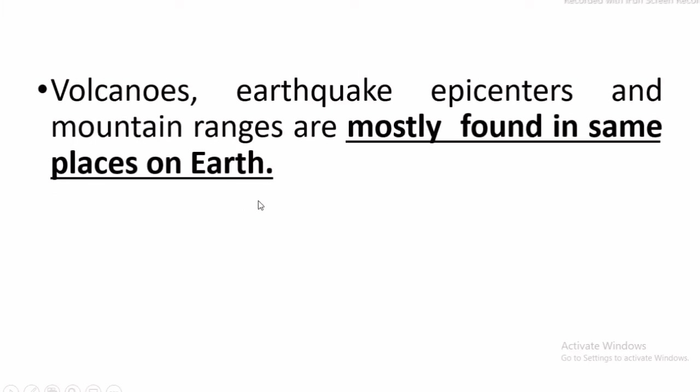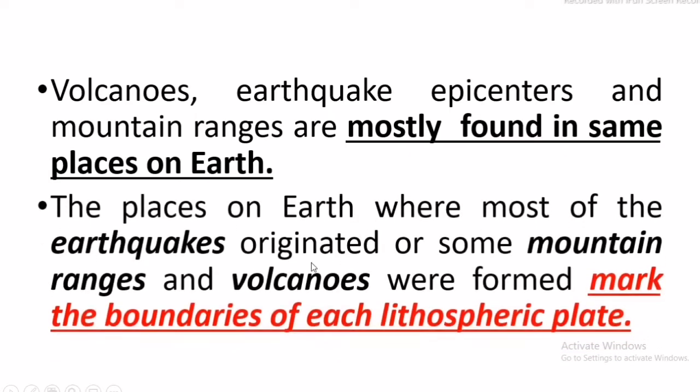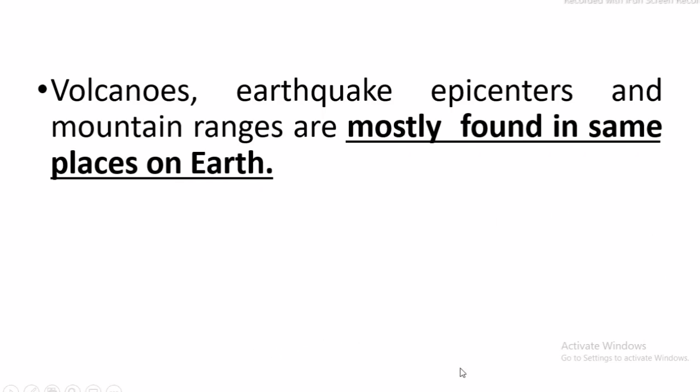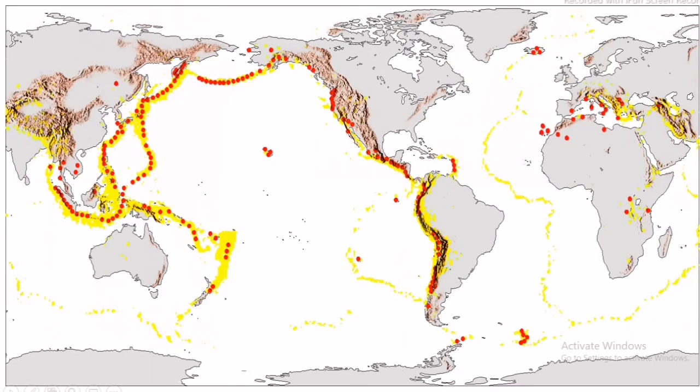Volcanoes, earthquake epicenters, and mountain ranges are mostly found in the same places on Earth. The places where most earthquakes originate, or where some mountain ranges and volcanoes were formed, mark the boundaries of each lithospheric plate. As you can see on the map showing the distribution of earthquake epicenters, the yellow marks, active volcanoes, the red dots, and the mountain ranges, the shaded regions, they mark the boundaries of the different plates.